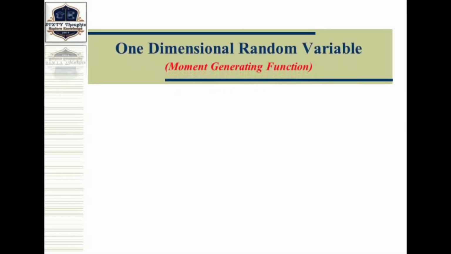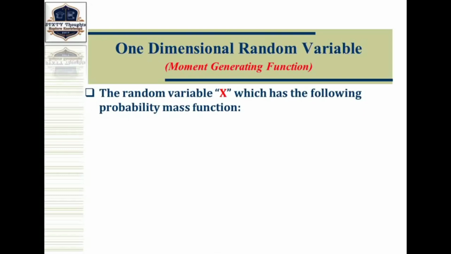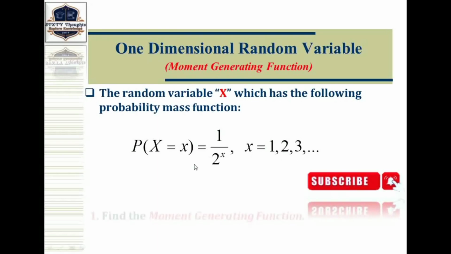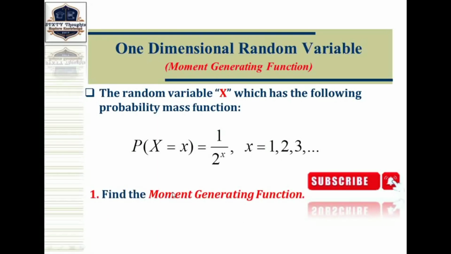In this video lecture, we will discuss one of the interesting topics, the moment generating function of a one-dimensional random variable. Let us consider one problem. Random variable capital X has the following probability mass function: p of x equals (1/2)^x, where x varies from 1 to infinity. Using this function, first find the moment generating function of capital X, second find the mean of X, and third find the variance of X.